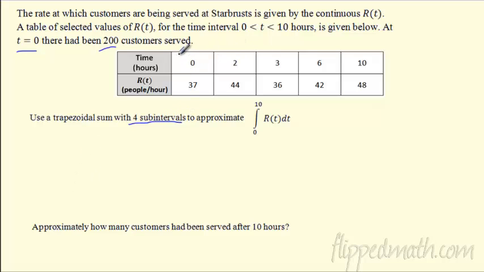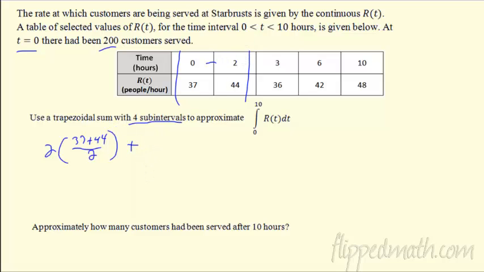So the first rectangle, remember, will be from here to here. If you want to draw a picture, you can, but now here we can't just pull the h out, because what is the h? The distance here is 2. They're 2 apart, times my bases, 37 plus 44, all over 2. So I've got to average out the heights.